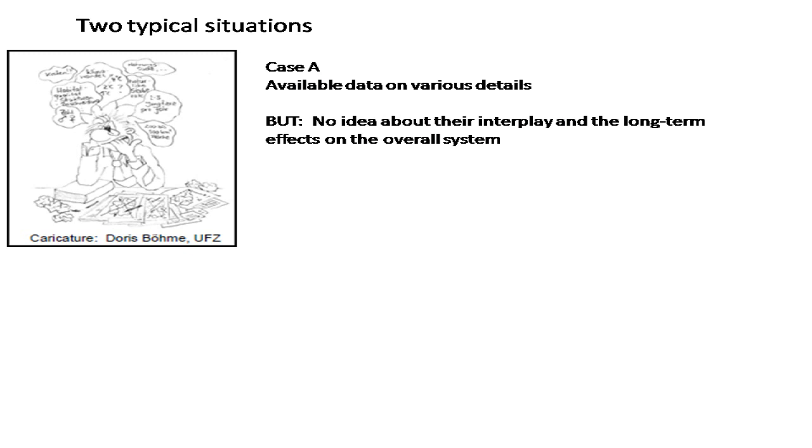And usually there are two typical situations when you're approaching modeling in this way. There's case A, where you have a lot of data on various details of the system, but you have no idea about their interplay and the long-term effects on the overall system. So you try to put all of those data and synthesize them together into a model.